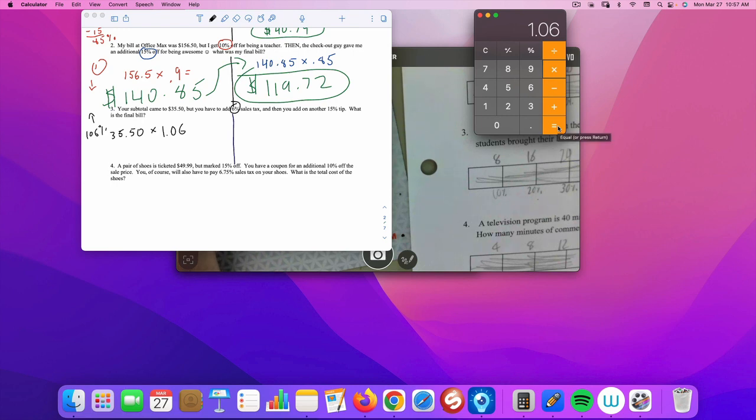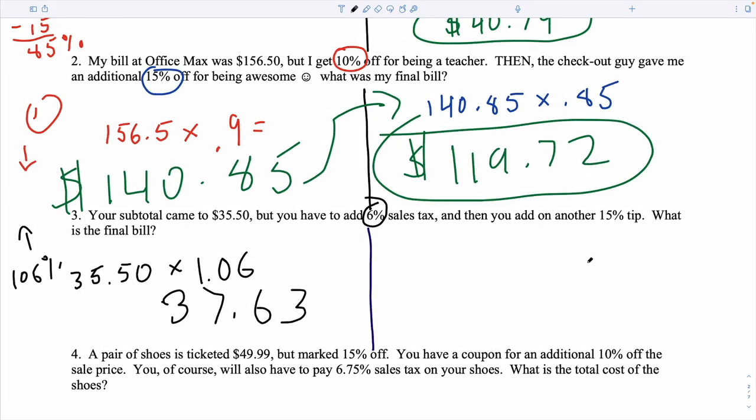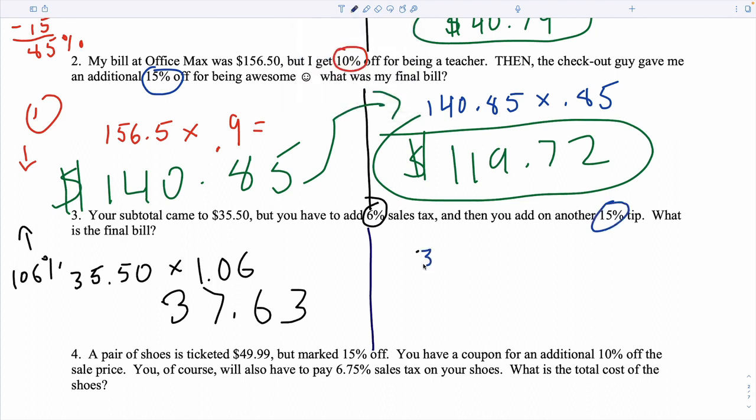Did you guys get that? It's on the board. What'd you get, Jackson? 37.63. Okay. Track the board. What is my blunder? I'm going to step number 2, and I see that there's another tip. I'm just continuing to get larger. So I'm going to take, let's go blue again for step 2, 35.50 and multiply it by 1.15. What is my blunder?